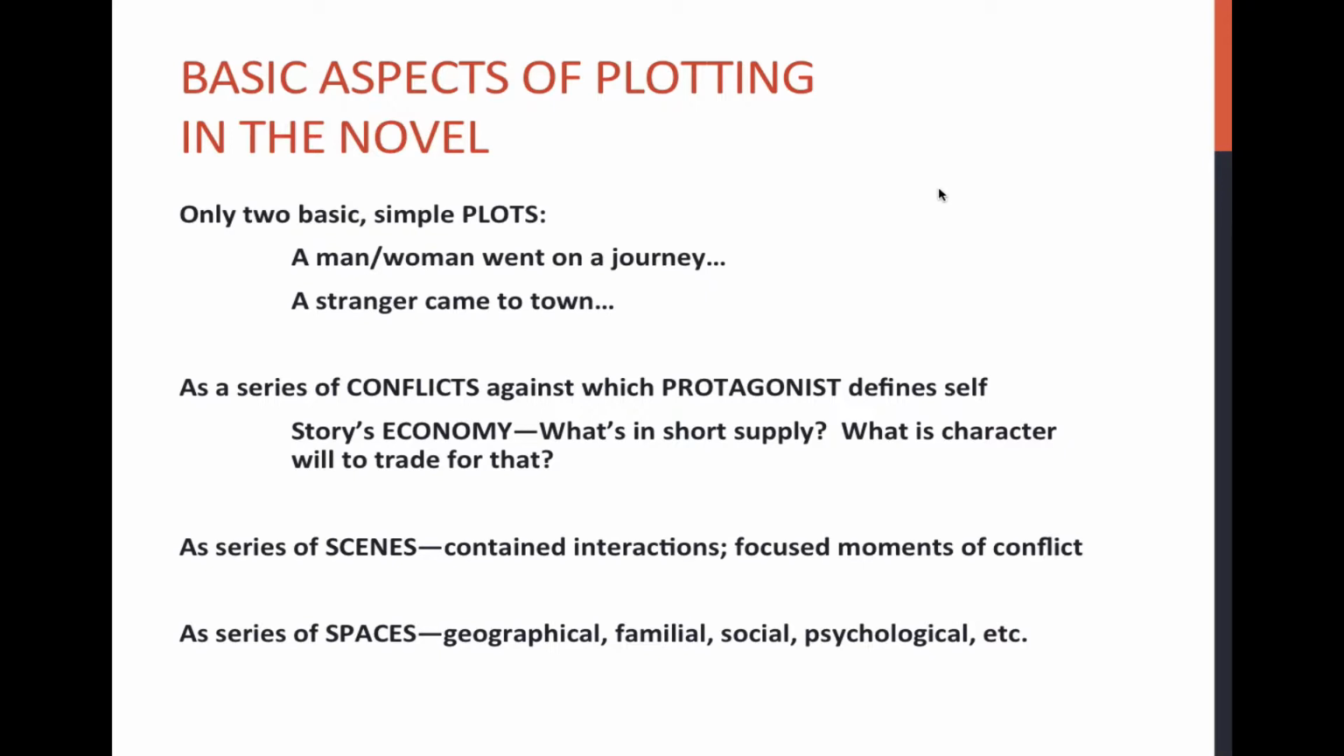You can also read the novel as a series of scenes, much as they would appear on a stage or in a film. Points of contained interaction or moments of focused conflict as the character or characters define themselves as they move from one scene to another, as the conflicts are introduced, resolved, or heightened as the novel progresses. And you can also think about the novel as a series of spaces, where those are geographical, familial, social, psychological spaces that the character moves through as stages along the way.